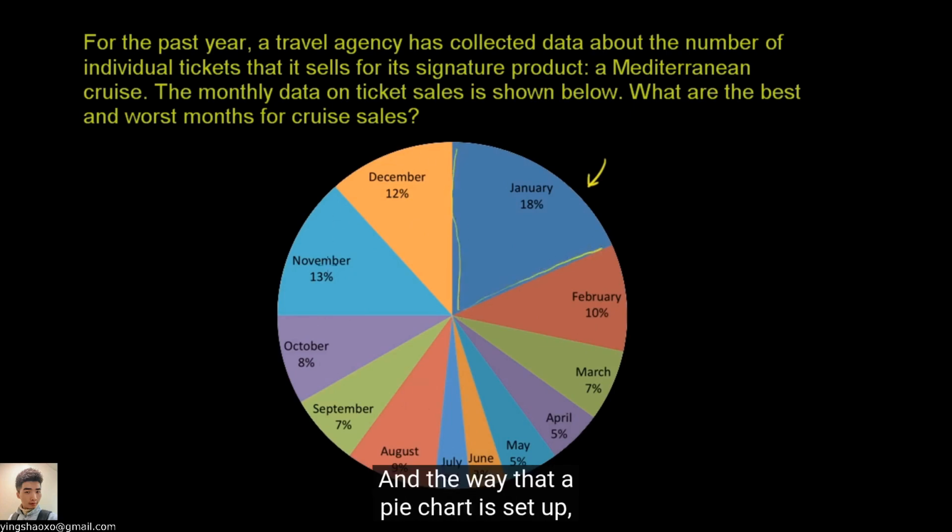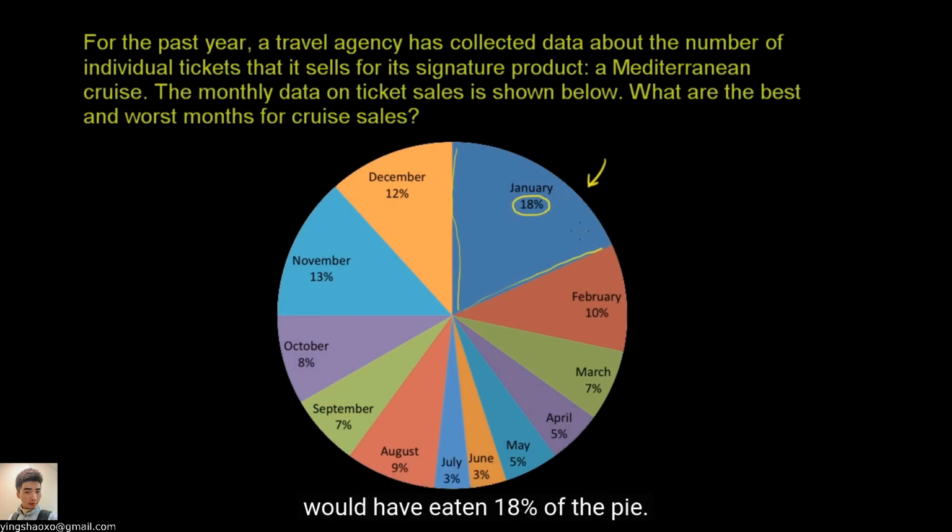And the way that a pie chart is set up, each slice is bigger or smaller depending on what fraction of the whole it represents. So for example, they're telling us in January they sold 18% of the total year's ticket sales. So if you add up all of these percentages, it should add up to 100%. And not only do they tell us that, the slice of this pie should be 18% of the area of the entire pie. It is literally 18% of the pie. If you were to eat this slice, you would have eaten 18% of the pie.